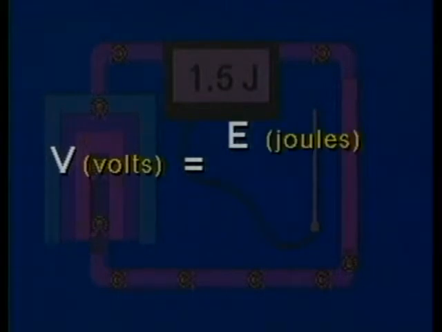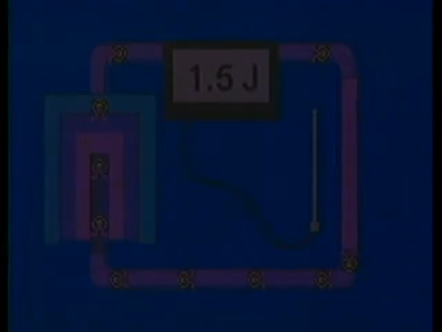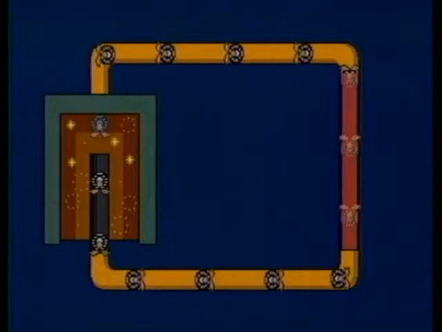The potential difference between the 2 points is simply the number of joules transformed as the charge flows from one point to another, divided by the number of coulombs of charge involved. To complete our understanding of a simple circuit, we need to consider one more factor.